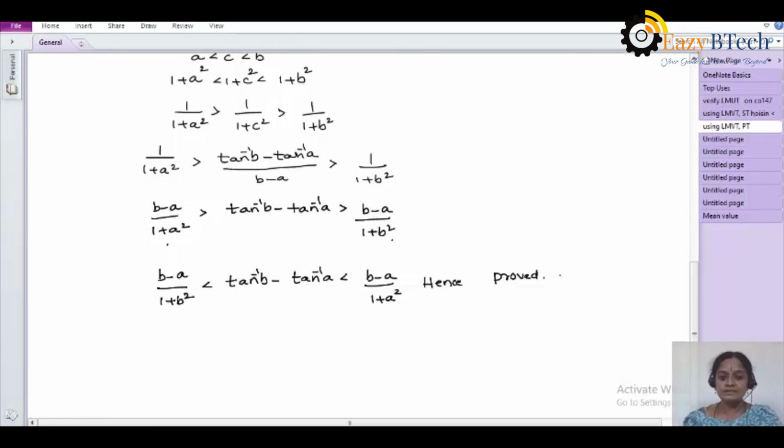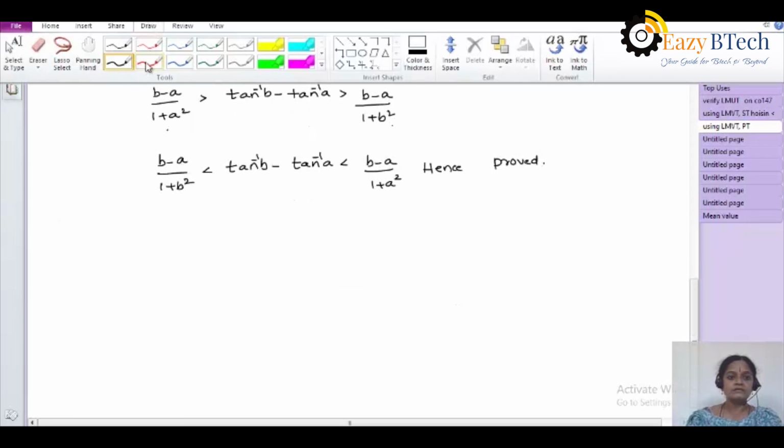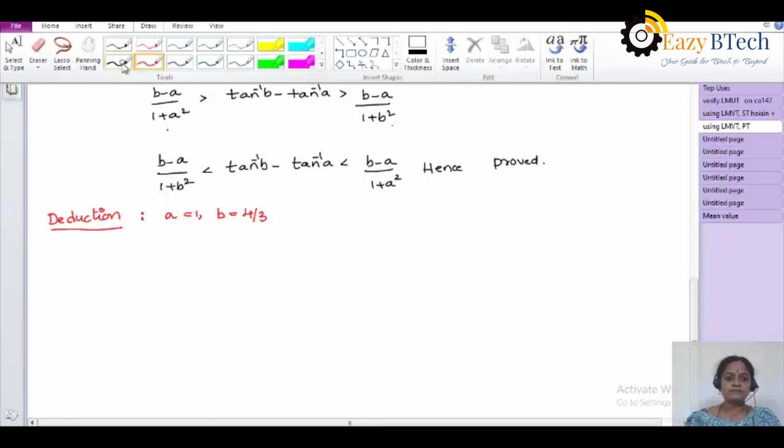Using this proof we have one deduction in this question. For the deduction we are using some substitutions. So for this deduction we are taking the substitutions a = 1 and b = 4/3 in this proof. This proof only we are substituting.